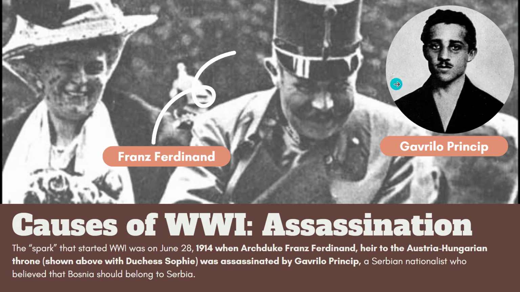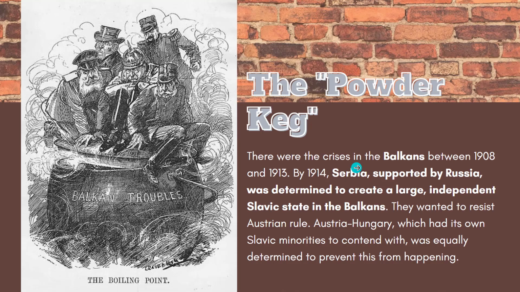And this guy here, Gavrilo Princip, assassinated this guy right here with the arrows pointing. Archduke Franz Ferdinand was the heir to the throne of Austria-Hungary in 1914. The reason Princip assassinated Franz Ferdinand is that he believed Bosnia should belong to Serbia. Austria-Hungary was interested in having control over Bosnia, but Serbia believed that Bosnia should stay with Serbia, or annex with Serbia. Which leads us to why there was a powder keg in that area.